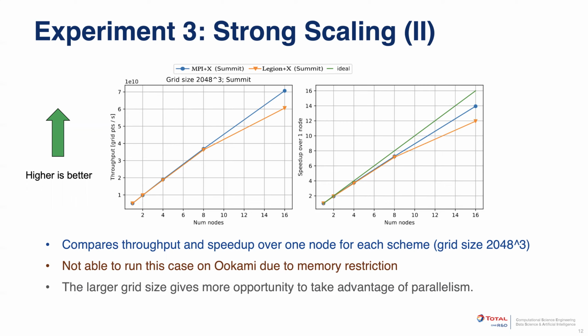In this case, the same patterns are observed, but the drop in the 16-node case is less pronounced, since a much larger problem is being solved, giving more chances for computing and communication overlap. However, we are not able to run this case on Okami due to memory restrictions.